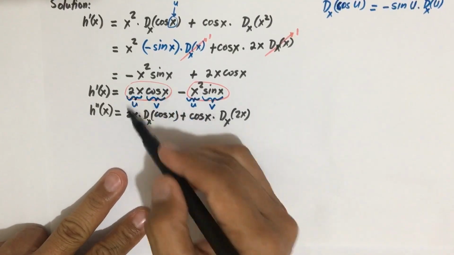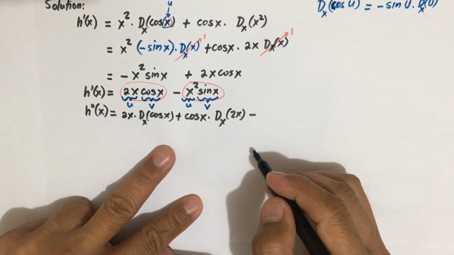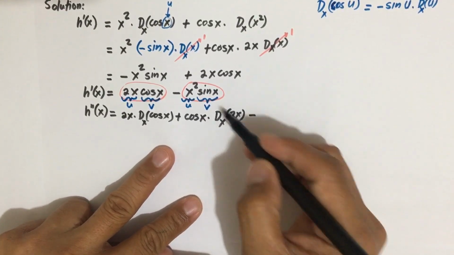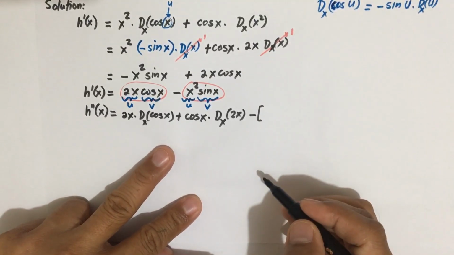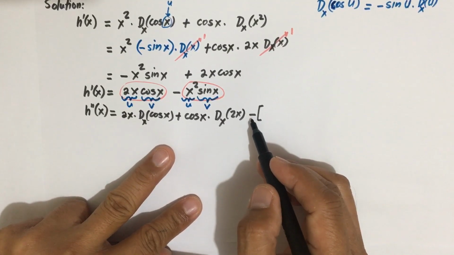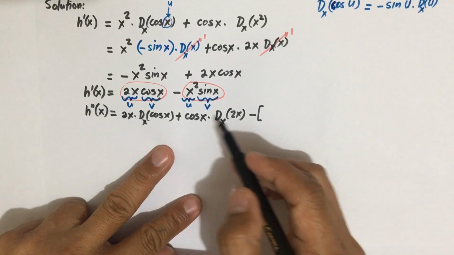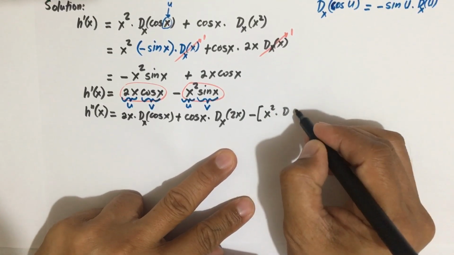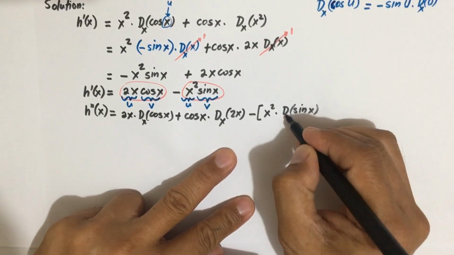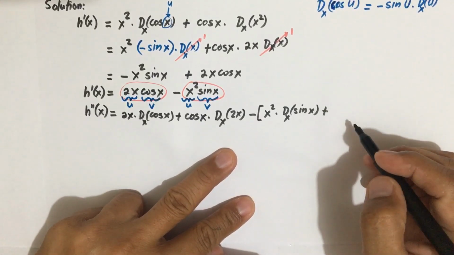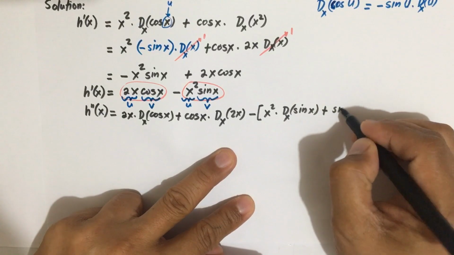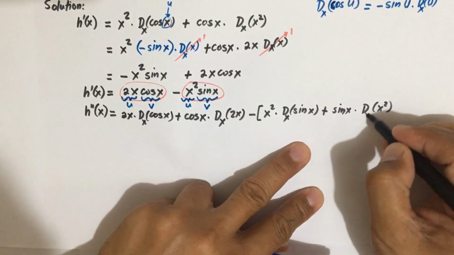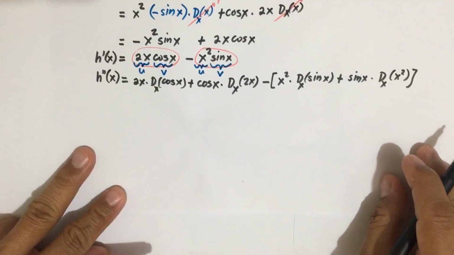Okay, so this is only for this part. Then minus, so to avoid any mistake, since the resulting product here is composed of many terms, we have to enclose this with a parenthesis or a bracket, just to make sure that the negative sign will be considered. Alright, so again using the product rule, our u is x squared times the derivative of v, which is sine x with respect to x, then plus v, our v is sine x, times the derivative of u, our u is x squared with respect to x.